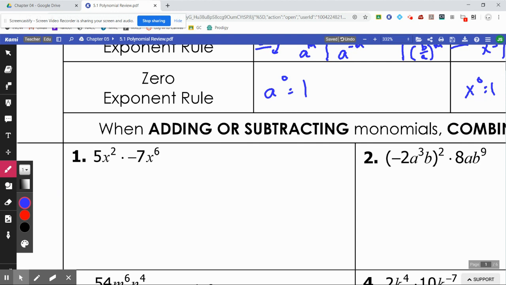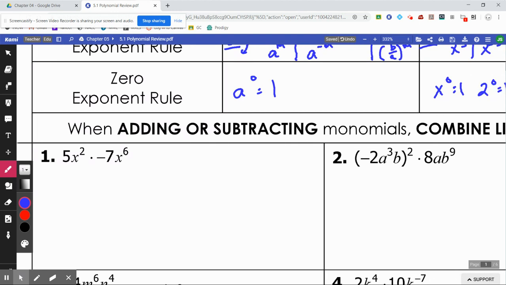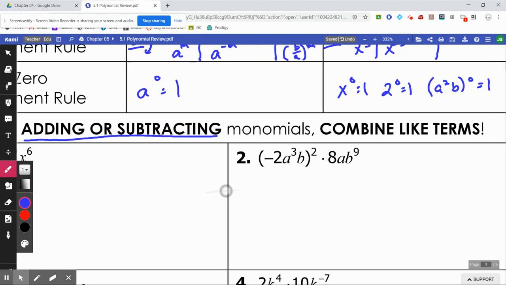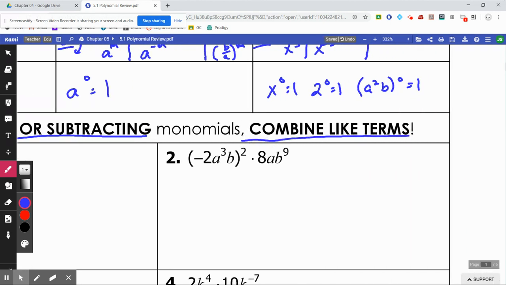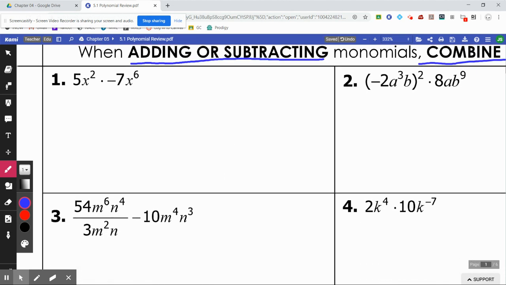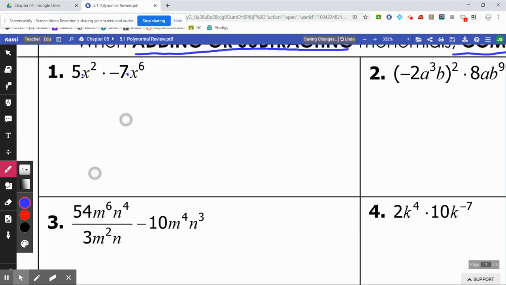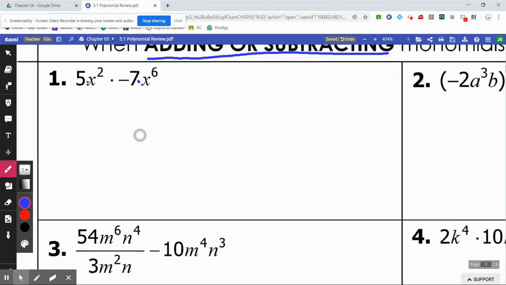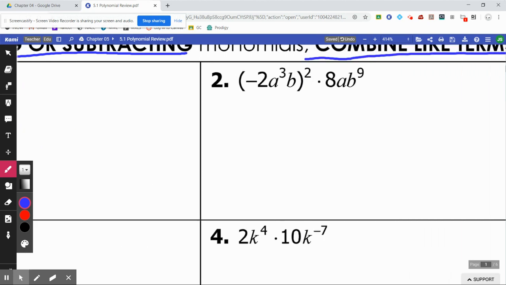Okay, next up we're going to multiply. We're going to use these rules, and they do make a note. Remember, when you're adding or subtracting monomials, you just simply combine like terms. So we will have to go back and do some of that in some of these problems. However, if you're just multiplying, there's 4 different things being multiplied together. So you simply multiply what you can. I can do 5 times -7, that's negative 35. And then you count your x's. There's 2 x's, 6 more x's, that's a total of 8 x's, and you're done.